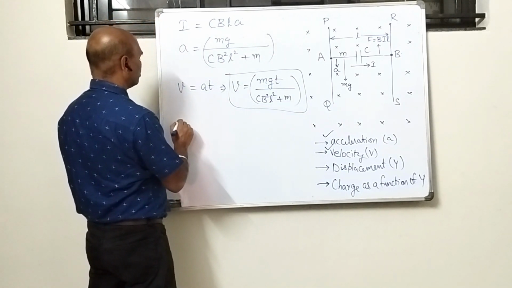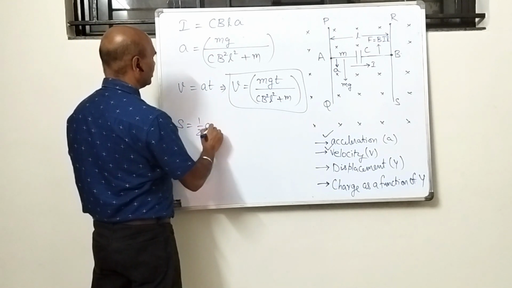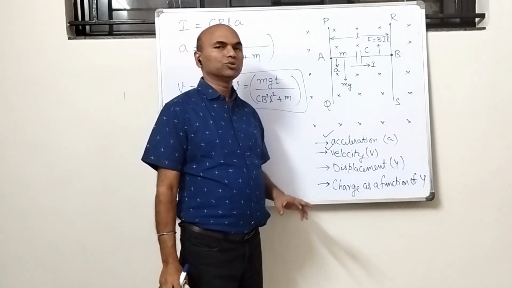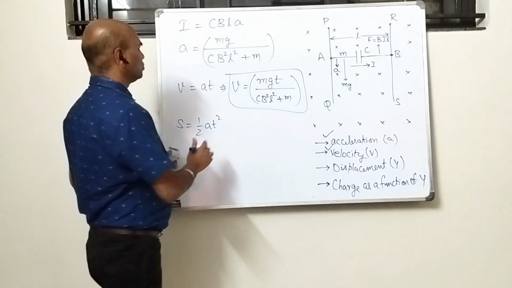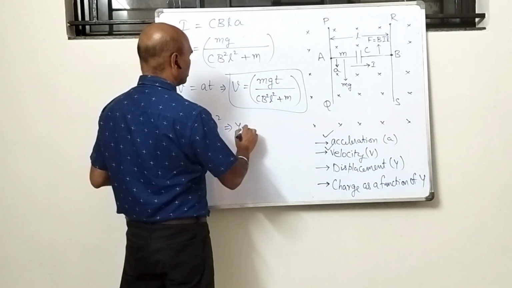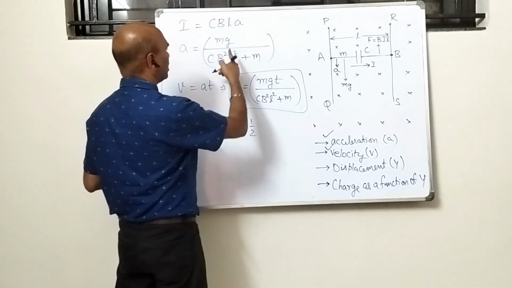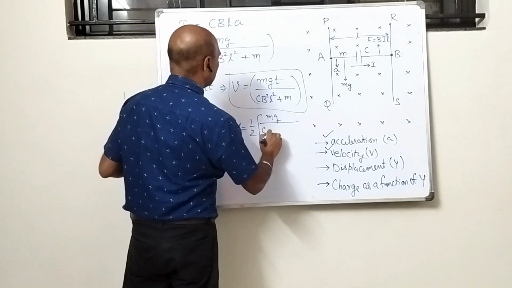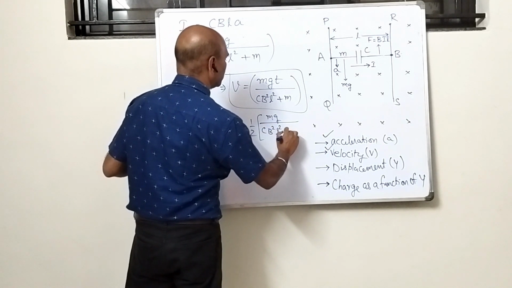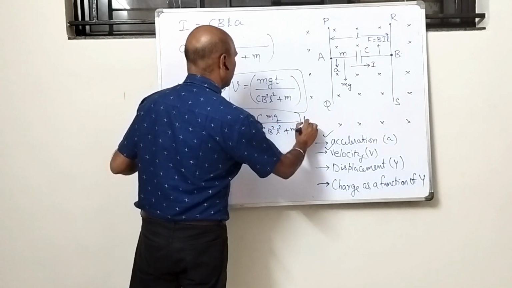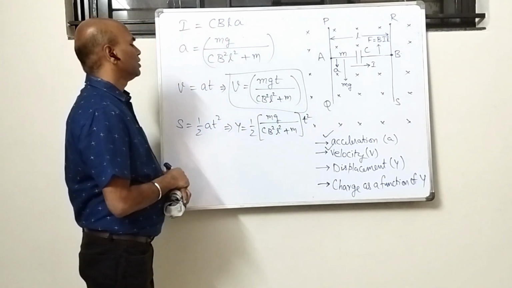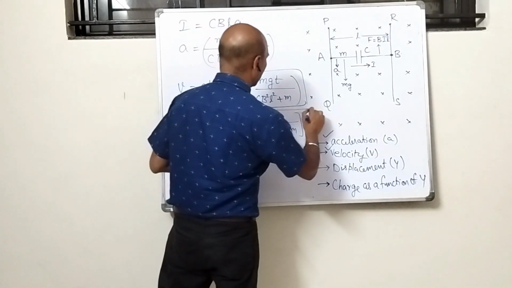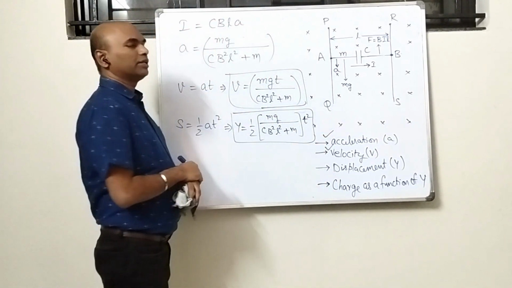So as we have s is equal to half a t square, and in the question the displacement symbol is y, so I would also take s as y. So it becomes y is equal to half the acceleration I have got here, which is mg by CB square L square plus m, into t square. So this becomes the equation for displacement of the wire as a function of time.